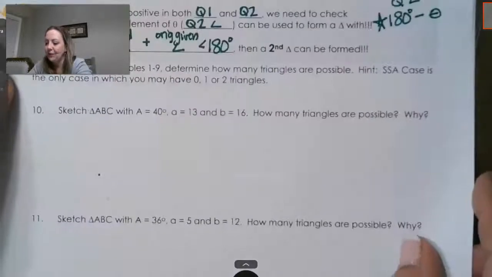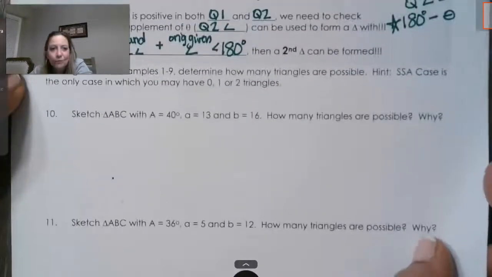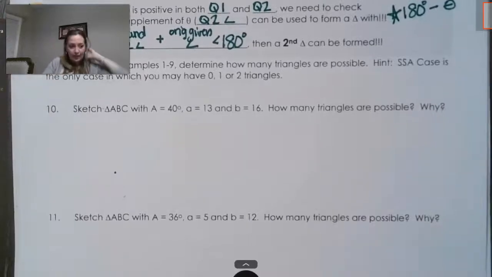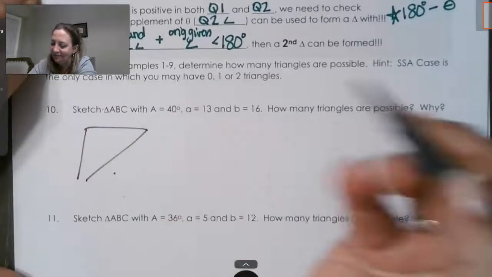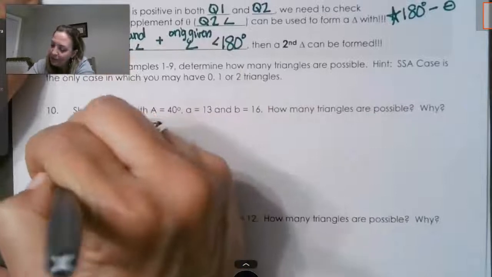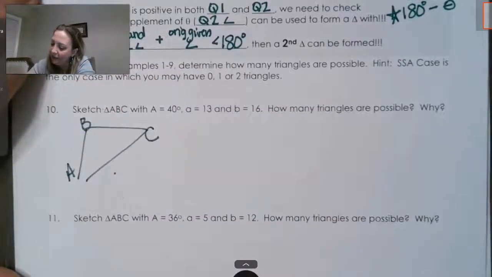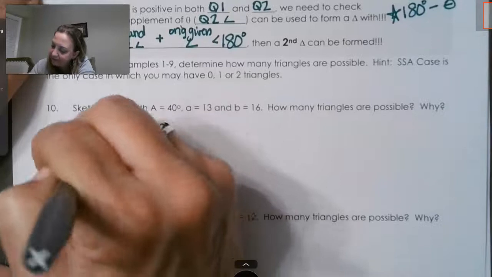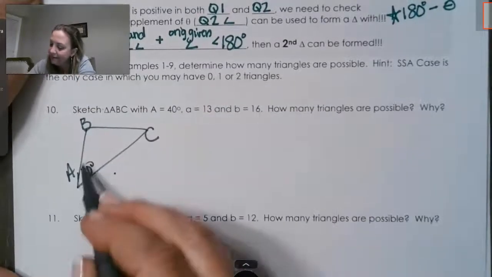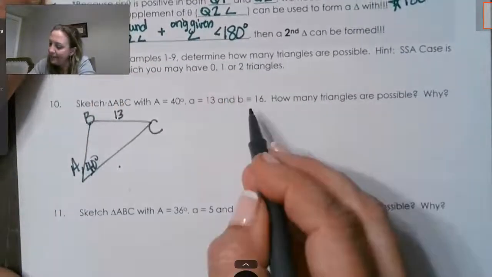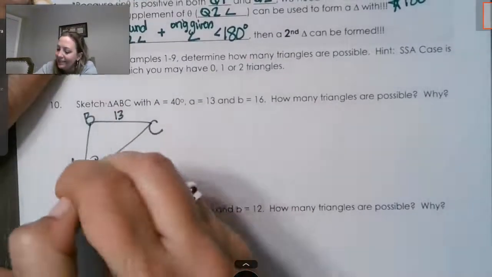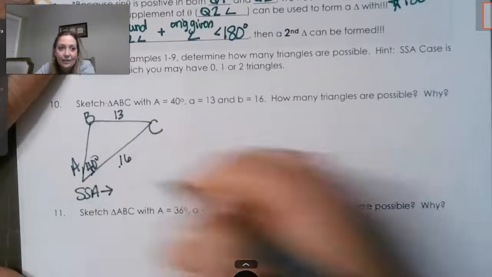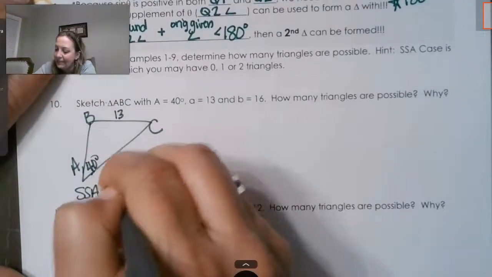So now that we've done a few together, let's look back and try to do this with this type of question. Let's sketch triangle ABC. And again, it doesn't have to be to scale. So here's my ABC with angle A is 40 degrees. Side A is 13 and side B is 16. I can see that this is a side-side angle case, so I'm going to have to test it.